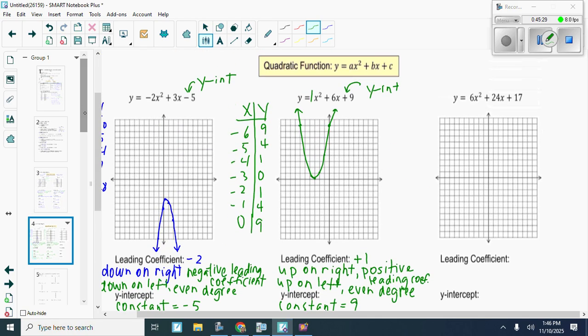We have a positive leading coefficient, so tell me what it's going to look like. Is it going to be up or down on the left with a positive leading coefficient? Is it upward facing or downward facing? Upward, yeah. Because it's positive, we have an upward facing parabola. Let's get our table of values.